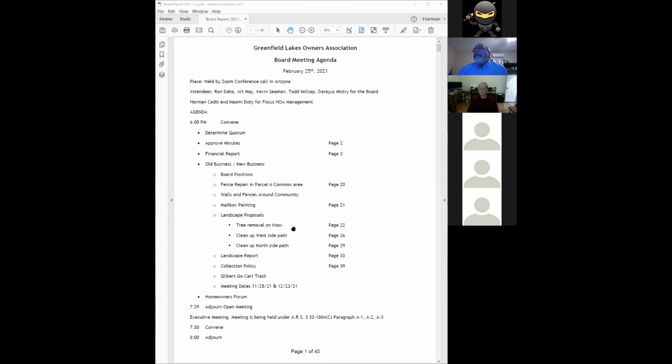Anybody else? Okay, board, you can entertain a motion to adjourn and go to executive session if you like. I make that motion. I second. Second it. Any further discussion on that motion? Any homeowner discussion on the motion? All in favor? Aye. Aye. Any opposed? It passes unanimously.